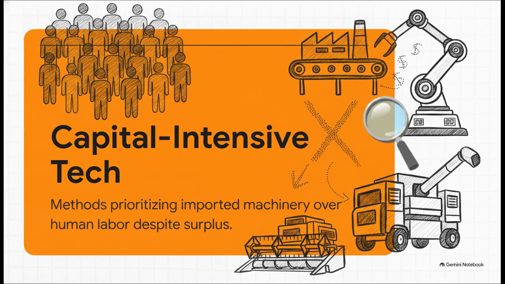Our fifth cause is the widespread use of capital-intensive techniques. Basically, these are production methods that prioritize heavily imported machinery and technology over human labor. Now, in an economy sitting on a massive surplus of available labor, you totally expect industries to use labor-intensive methods, meaning, hiring lots of people. But instead, they're leaning heavily on machines.